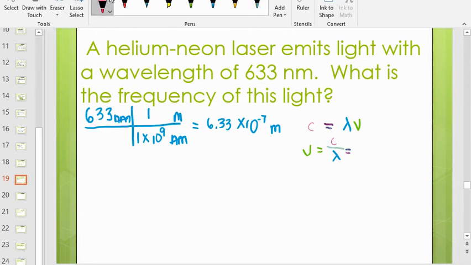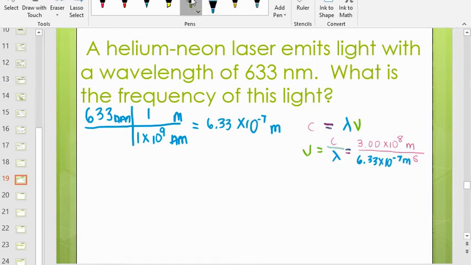And I'm going to keep these in separate colors so you can see where my units are coming from. This is 3.00 times 10 to the 8th, and that's going to be meters per second. And then I'm going to put my wavelength in. I need to make sure that it's in meters. So I'm going to grab that and put that down here. So that's 6.33 times 10 to the minus 7, and that was meters.